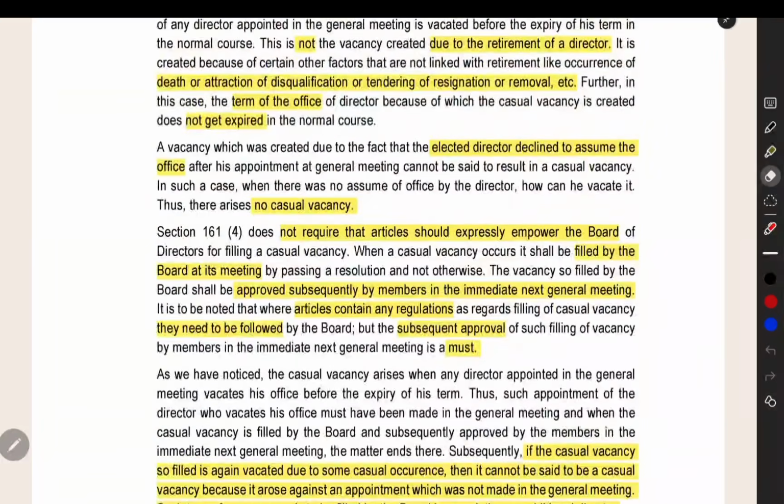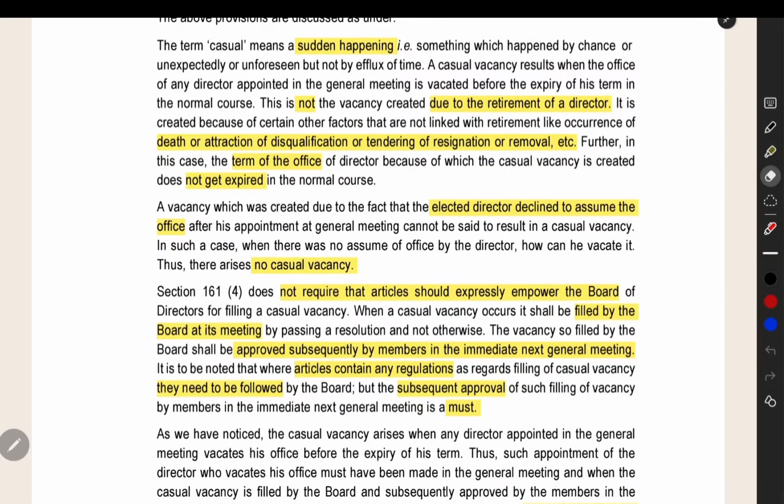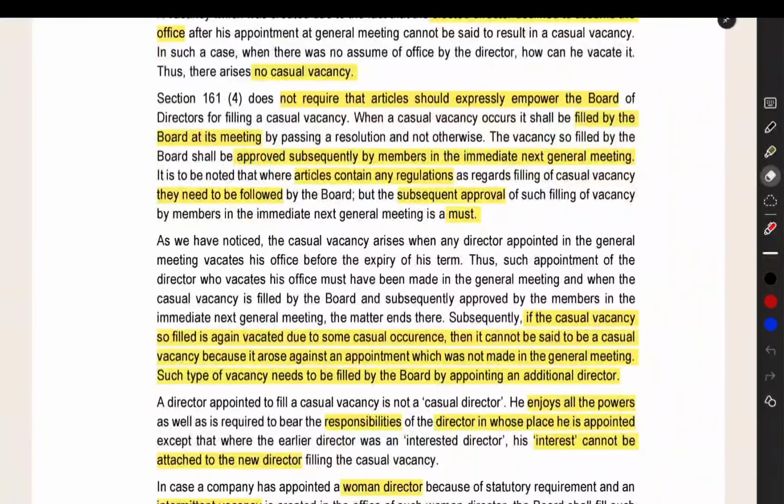What is the meaning of casual occurrence? How will the office be vacated? For example, the original director gets a disqualification, or he gives a resignation, or he is removed. In such cases, it will be considered a casual vacancy, and the power will be given to the board of directors to appoint anyone.